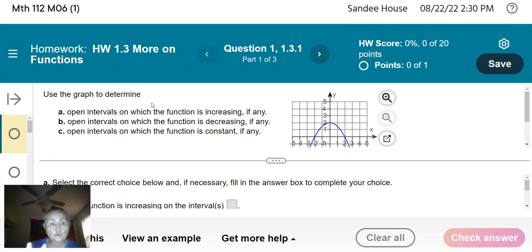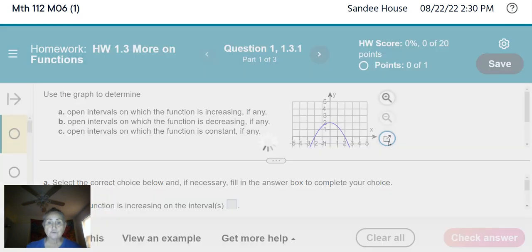Now, there are two important things to remember. Number one, open interval means parentheses on both ends, okay? Don't include either end, parentheses on both ends. Also, when we describe increasing, decreasing, and constant, we use the x value or the domain values only. So we never look at the y ever. We don't even need the y-axis to do increasing, decreasing, and constant. We only need the x value.